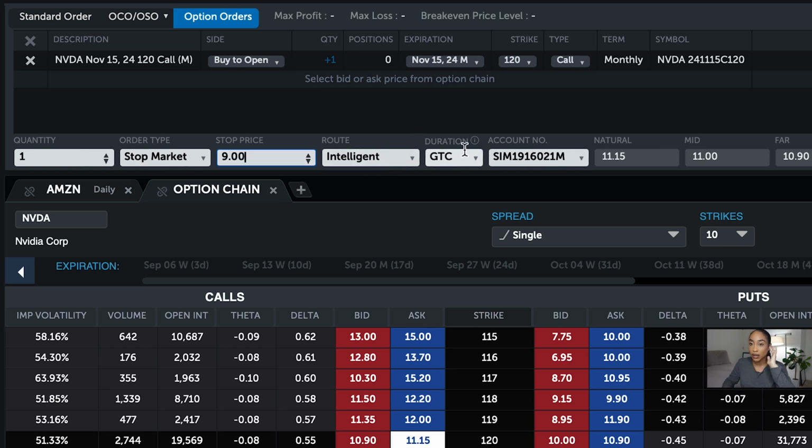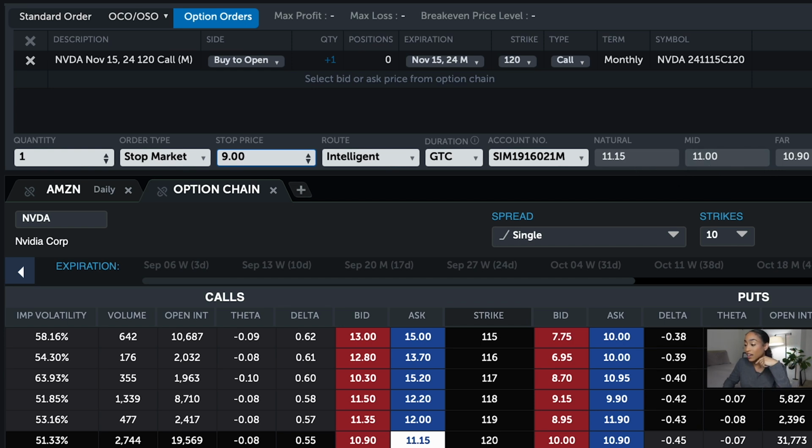Or you can put a day, but just know that if you do a day order, if the market closes and your position isn't closed out, you're going to have to go back in the next day and do this all over again. So I always just put good to close. And it's showing right here natural, mid and far because the market is not open, but I'm going to leave it like this.